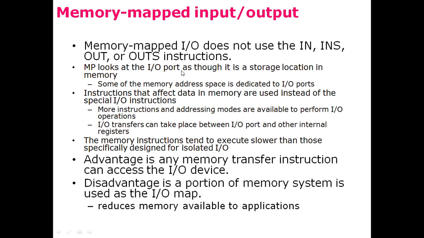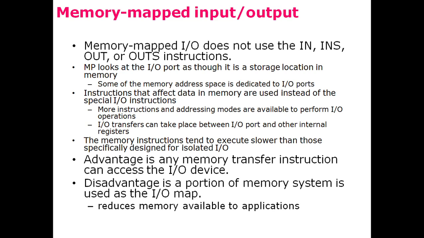Memory mapped I/O doesn't use the IN and OUT instructions. So the microprocessor looks at the input and output port as though it is a storage location in the memory. So whenever the microprocessor is accessing an input and output port in the memory mapped input and output mechanism, then the microprocessor thinks that the memory is being accessed because the instructions are the same memory referencing instructions, but unlike the other memory referencing, in this case some of the addresses are used to access an input and output port instead of accessing a memory.